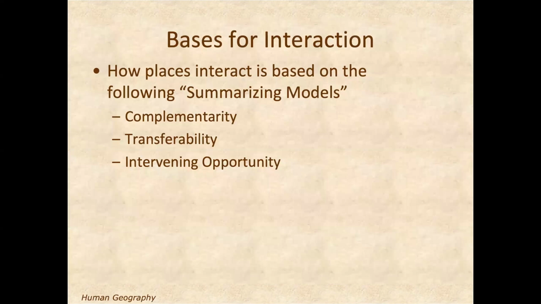So we're going to talk about the basis for interaction. How places interact is based on several models. These are conceptual models, meaning they are sort of examples. A map is a conceptual model. There are three of them: complementarity, transferability, and intervening opportunity. So this is a little bit more of the theoretical framework.